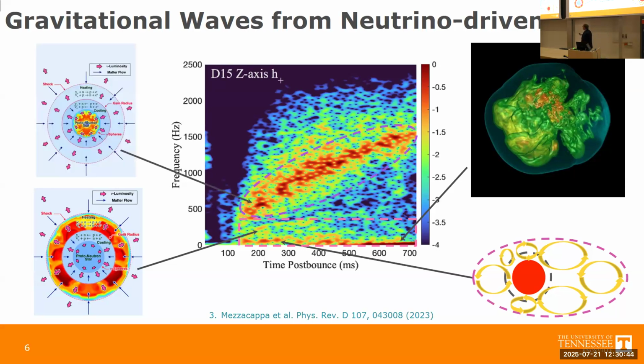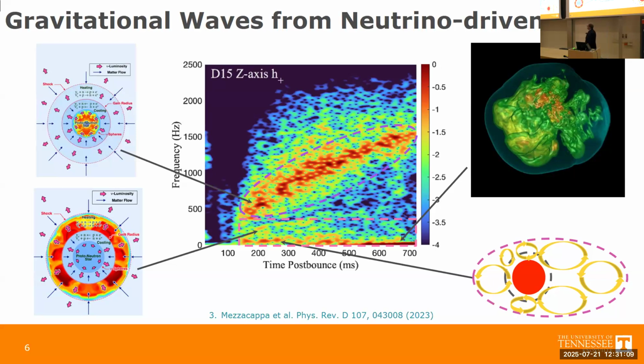I'm going to talk about this feature in the middle, which I refer to as the high frequency feature or the GF feature. We're currently figuring out which one we want to use, but it's the high frequency component of the signal. And as we've discussed, it has to do with these protoneutron star oscillations. And as the protoneutron star contracts, these oscillations naturally increase.